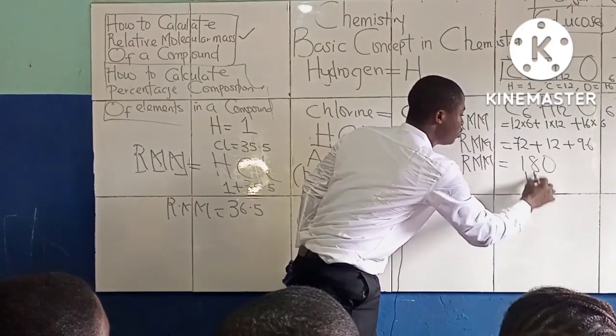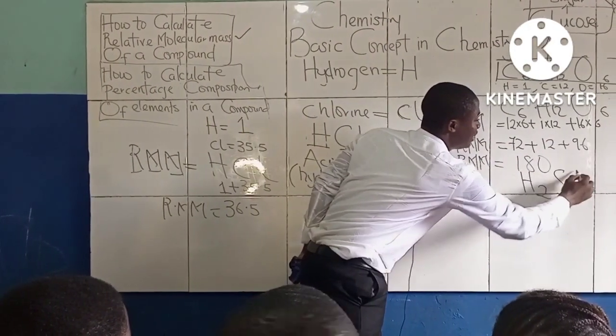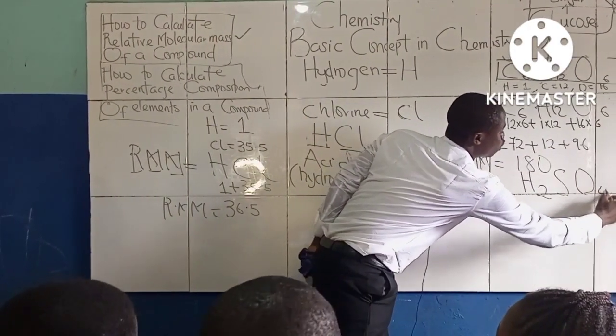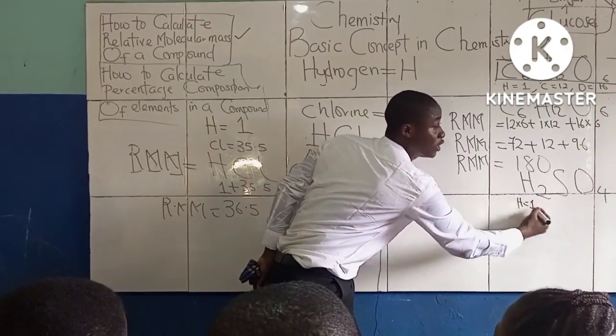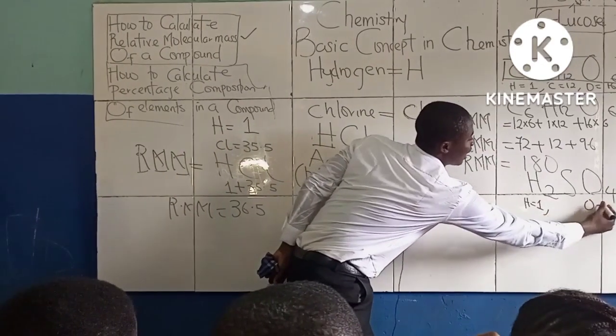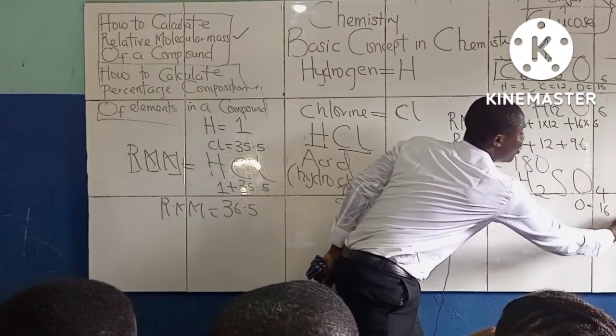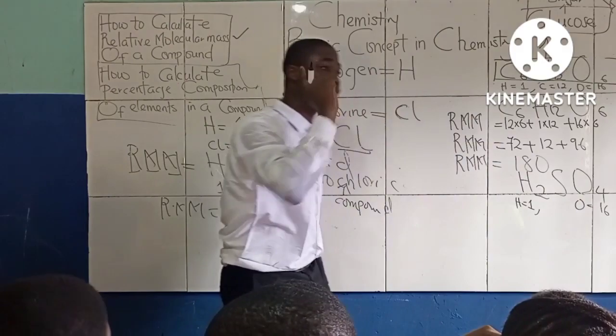So I'll be giving the next compound here, and you guys will be solving it for me. It's going to be a very popular compound, and this compound is an acid. They call it H2SO4. I'm going to give you the atomic masses. Hydrogen is always what? 1. Now, what is oxygen, class? 16. What should we solve for sulfur? 32. It's something you must know.